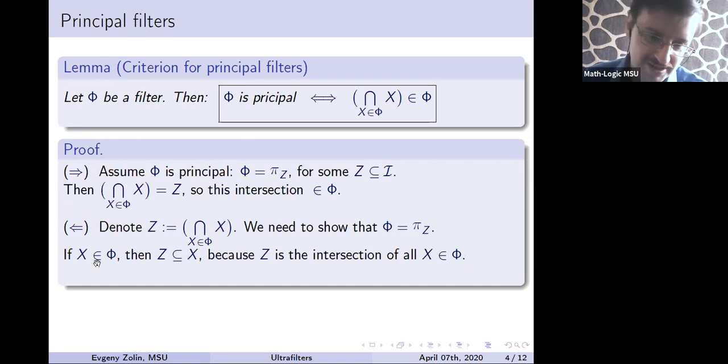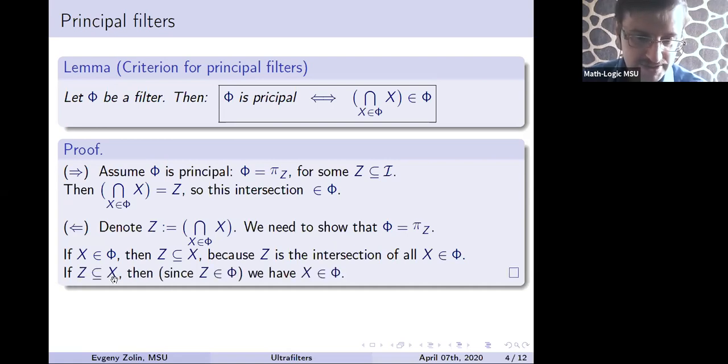If x is in phi, then of course z is contained in x, because z is the intersection of all these sets, and x is just one of them. So if x is in phi, then x is in pi z. Conversely, if x is in pi z, so x contains z, then since z is an element of phi, x is an element of phi too. So we have shown that this equality holds.